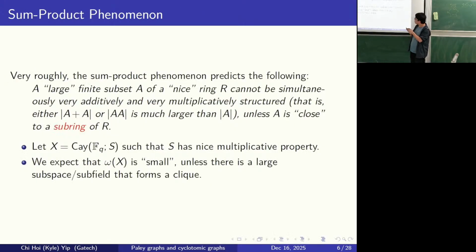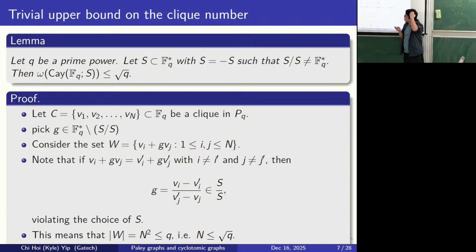Okay, so next I would like to show the so-called trivial upper bound of the clique number for a family of graphs where S has nice multiplicative property, in the sense that if we consider the ratio set S over S, it is not given by the addition.